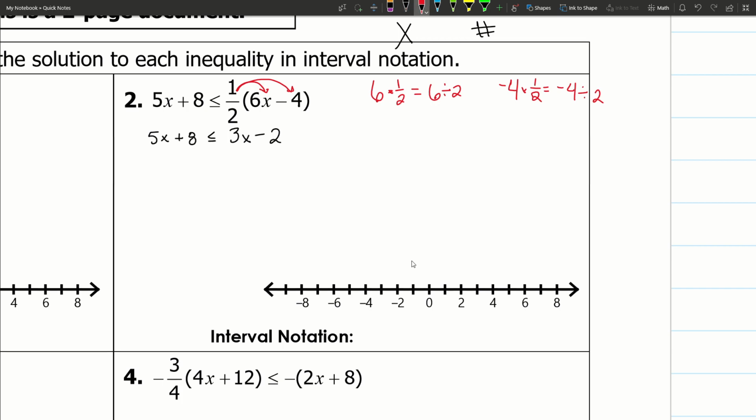Now we can start moving things from the left and the right. I'm going to subtract my 3x away and get it over to the left side. 3 minus 3 is 0. 5 minus 3 is 2. So I have 2x plus 8 is less than or equal to negative 2. I can now subtract my 8 away because 8 minus 8 is 0. And I have 2x is less than or equal to negative 8, and negative 2 makes negative 10.